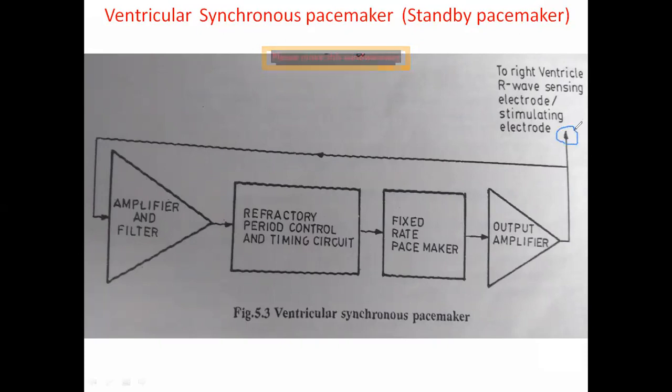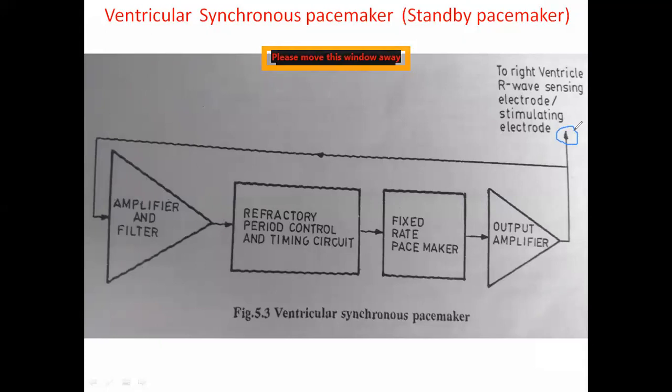So this electrode will be used for sensing of the R wave, and it will also be used as a stimulating electrode, applying the voltage. So the generated voltage should be applied to the heart. Stimulating means you are applying some voltage, and by that the heart reacts.